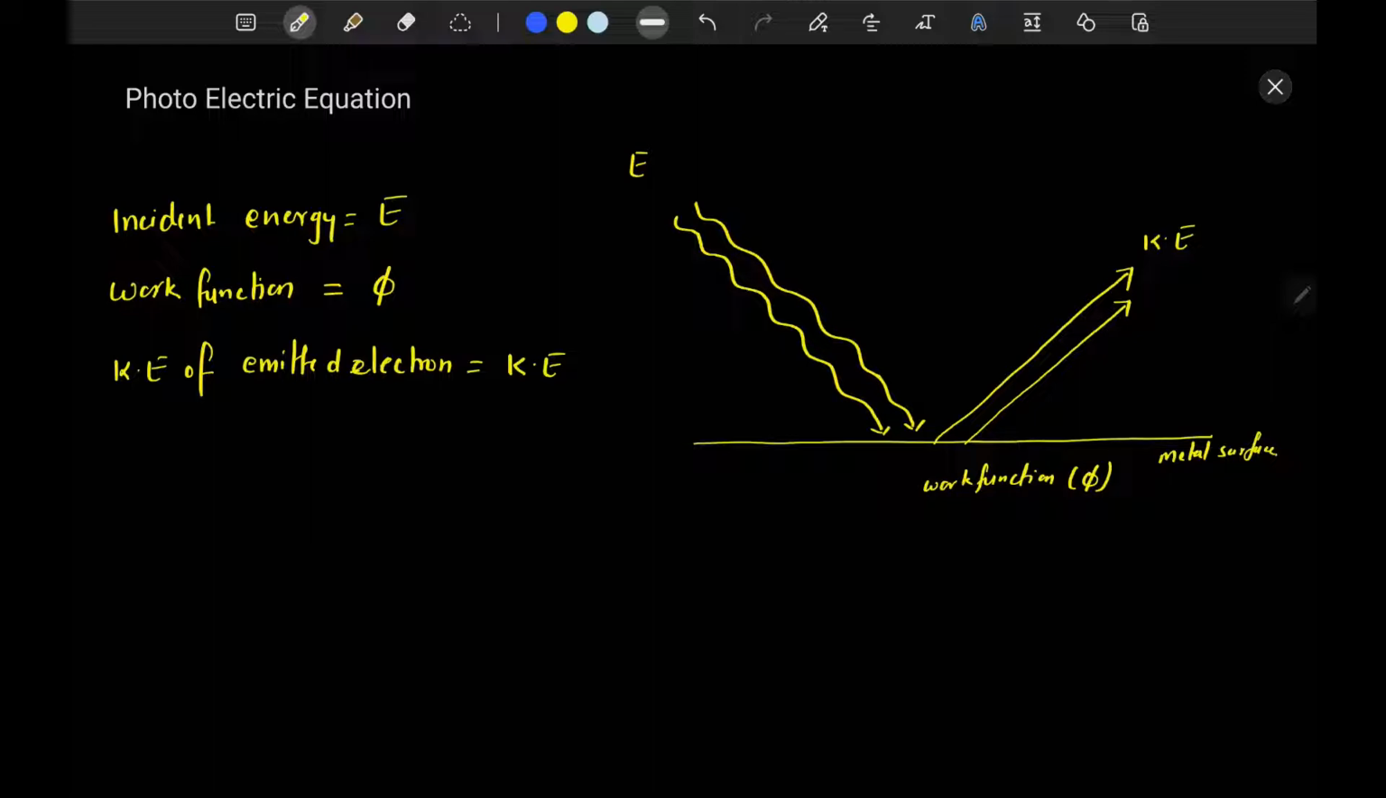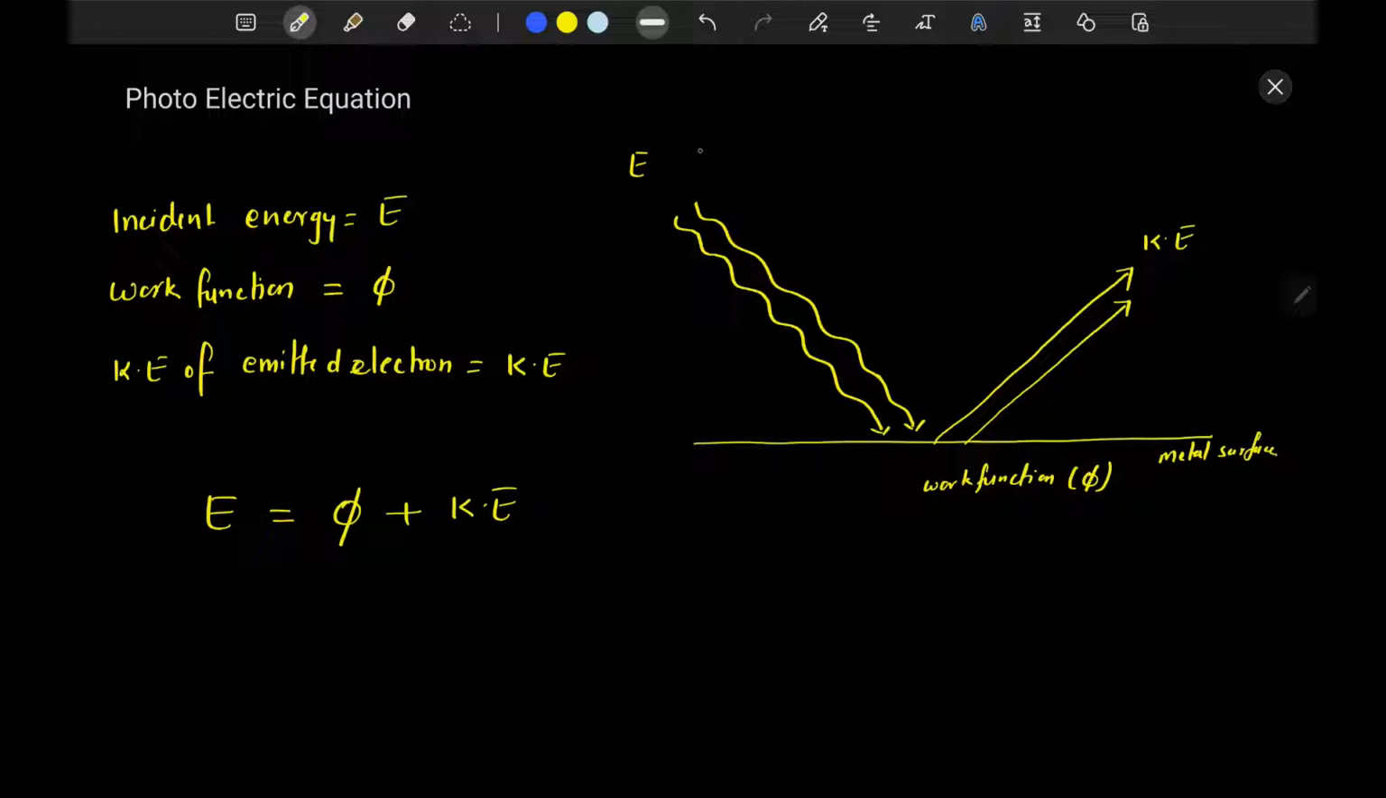So from the principle of conservation of energy, the incident energy must be equal to the sum of the energy absorbed by the metal surface and the kinetic energy with which the emitted electrons are ejected from the metal surface.